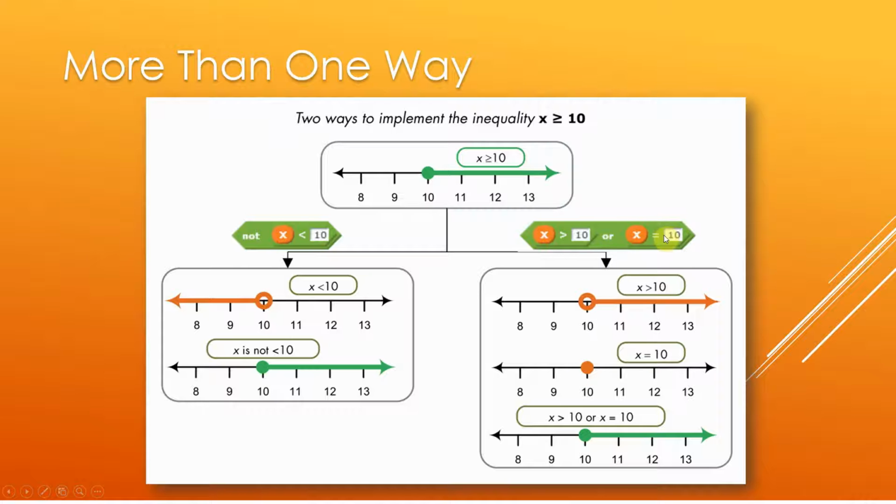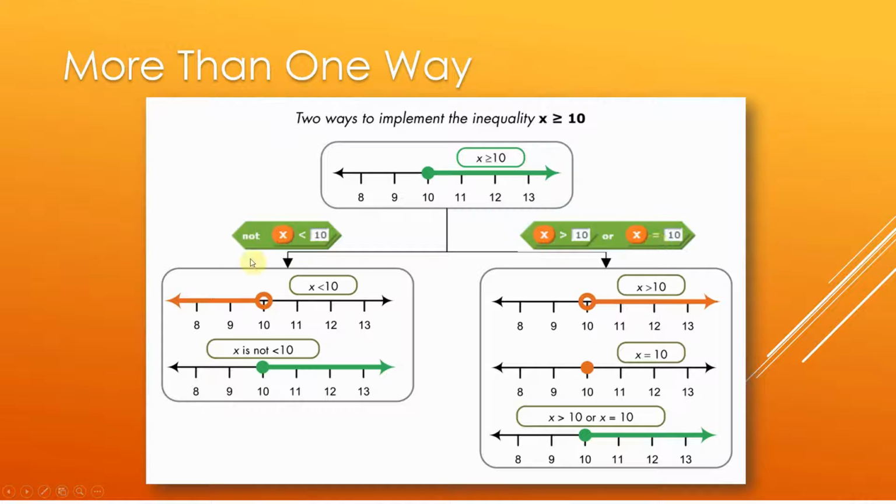And we put these two together with an OR statement, which gives us our solid dot and the arrow to the right for everything bigger than 10. So that gives us an easy way to do that. But as you can see, I had to use 1, 2, 3 green blocks to do that.